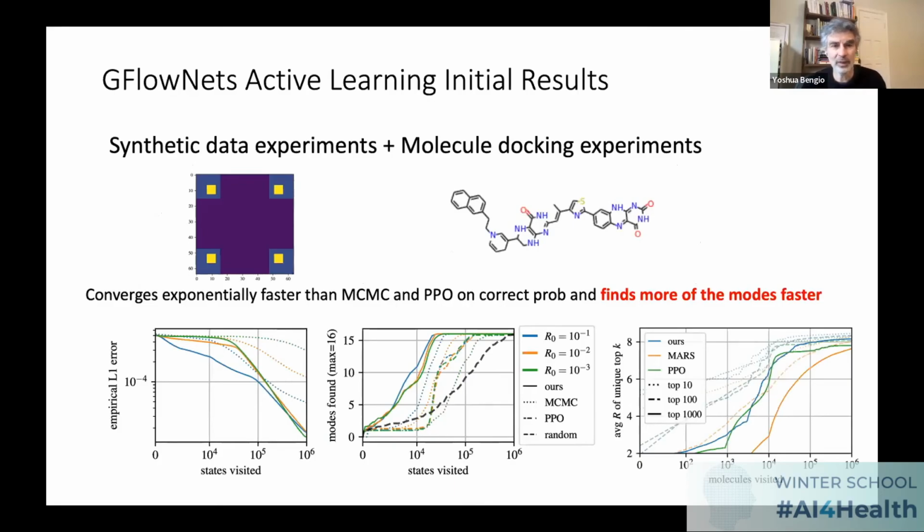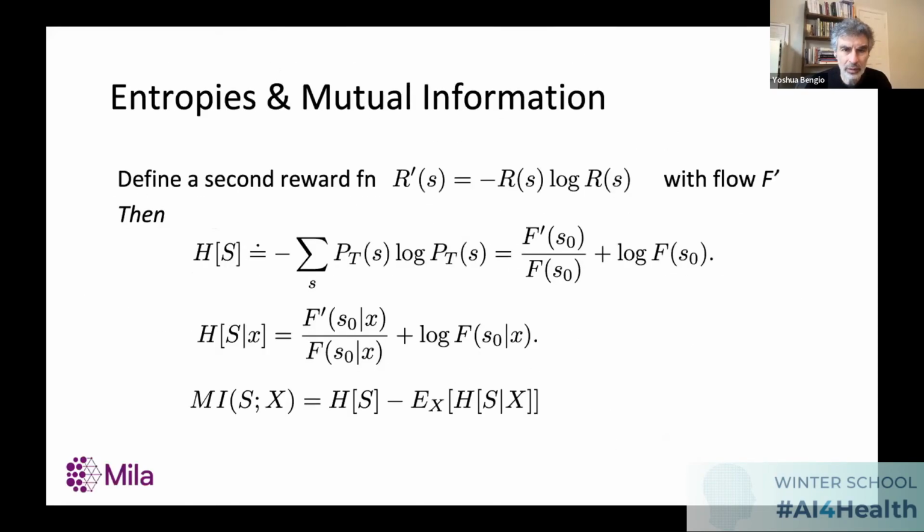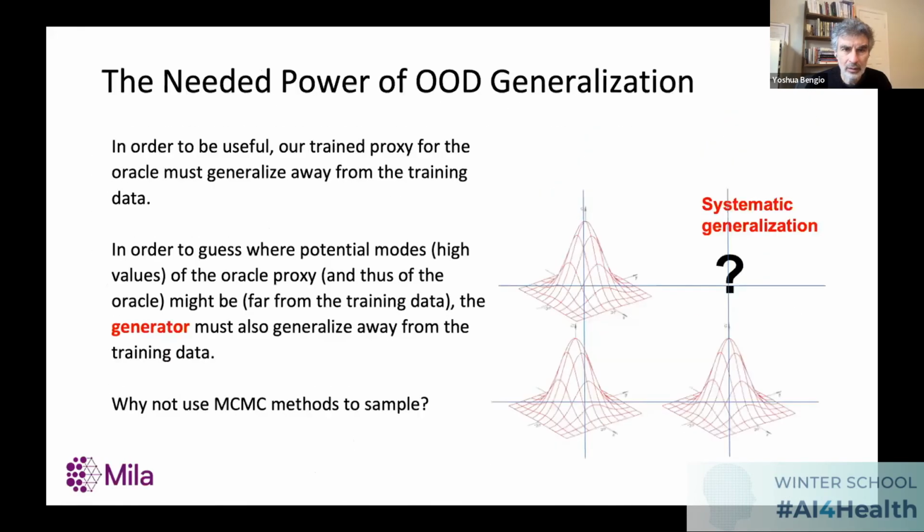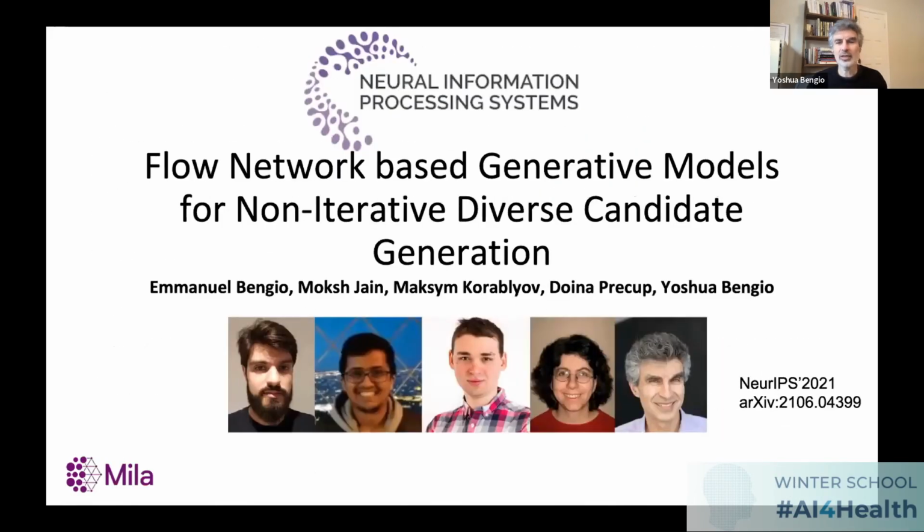So we have a NeurIPS paper, which I should show the authors of. Wait, I don't know why things are very slow. Do I have it? Yeah, so that's the NeurIPS paper. Emmanuel, Moksh, Maxime, Doina, and me.